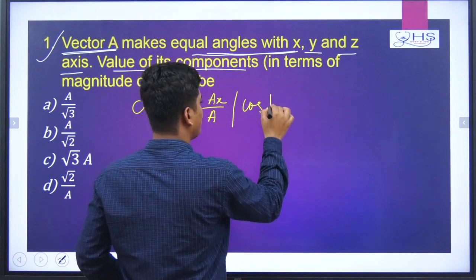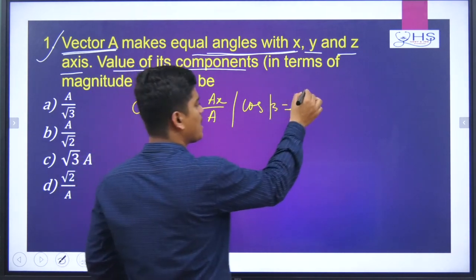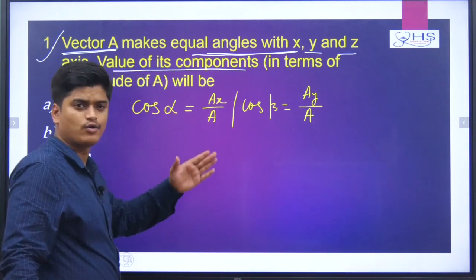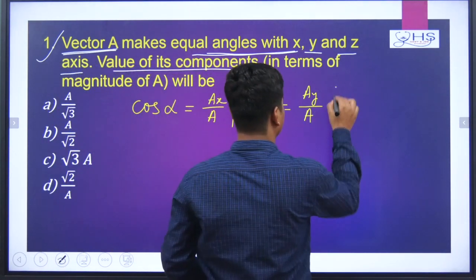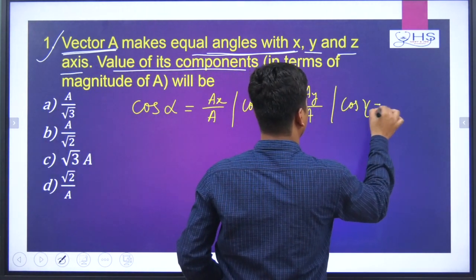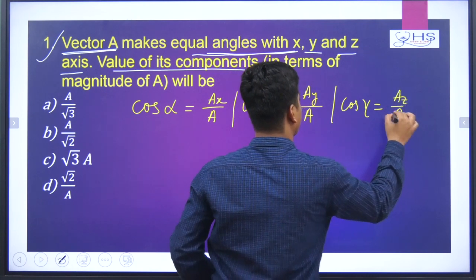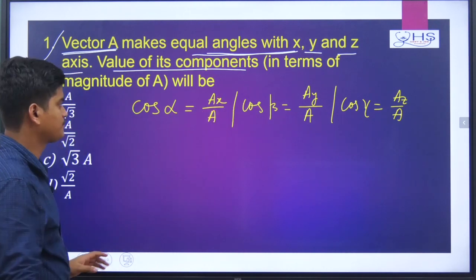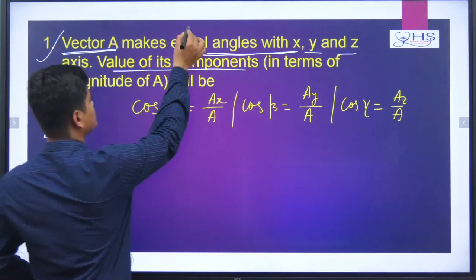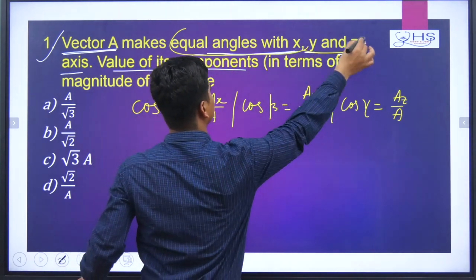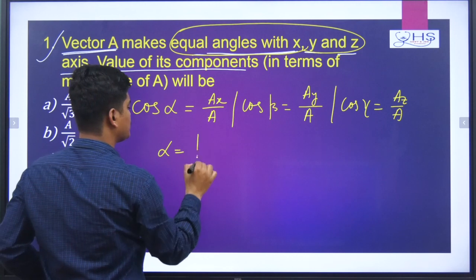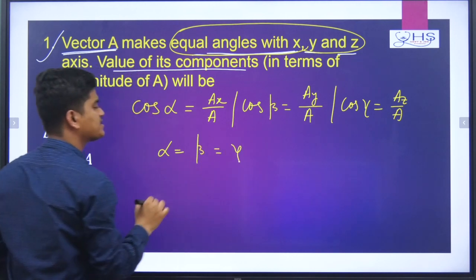And the angle made with the y-axis is basically beta, that is nothing but Ay, the component of A along y, so Ay by A. And cos gamma is basically how much? Az by A. Now here what to do? We need to find these Ax, Ay, Az components. Here the vector makes equal angles with the axes, that means alpha, beta, gamma are the same.